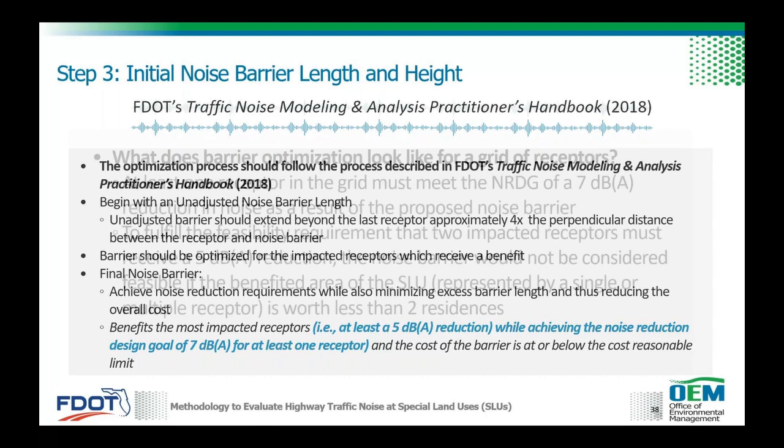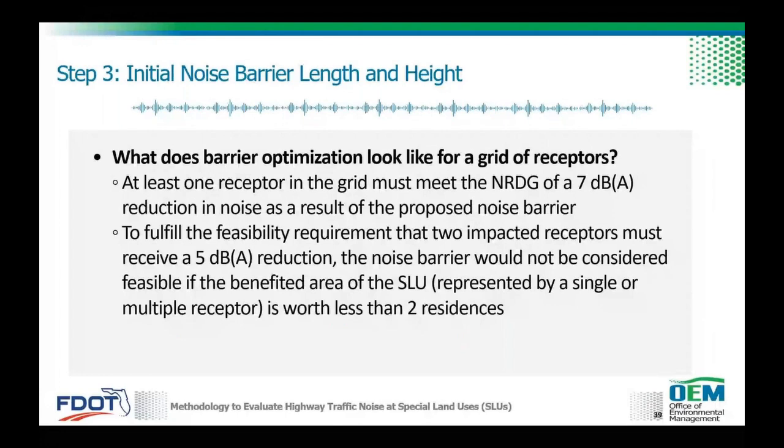You might be asking, what does a barrier optimization look like for a grid of receptors? In this scenario, at least one receptor in the grid must be provided that 7 decibel reduction in order to fulfill the noise reduction design goal. And additionally, in order to fulfill the feasibility requirement that at least 2 impacted residences must be receiving a 5 decibel reduction, the noise barrier would not be considered feasible if the benefited area of the special land use, represented by a single or multiple receptor, is worth less than 2 residences.